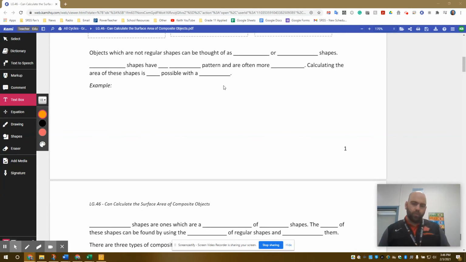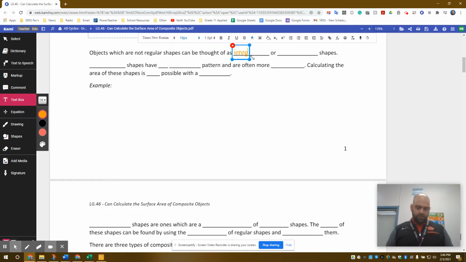Now, we've talked about regular shapes, and in this lesson here, we're going to really focus on ones that are not regular, okay? Not regular, but we're going to look at ones that we can solve using regular shapes. Now, objects which are not regular shapes can be thought of as irregular or composite shapes. Okay, so we have two different words for it. One is irregular, the other one is composite.